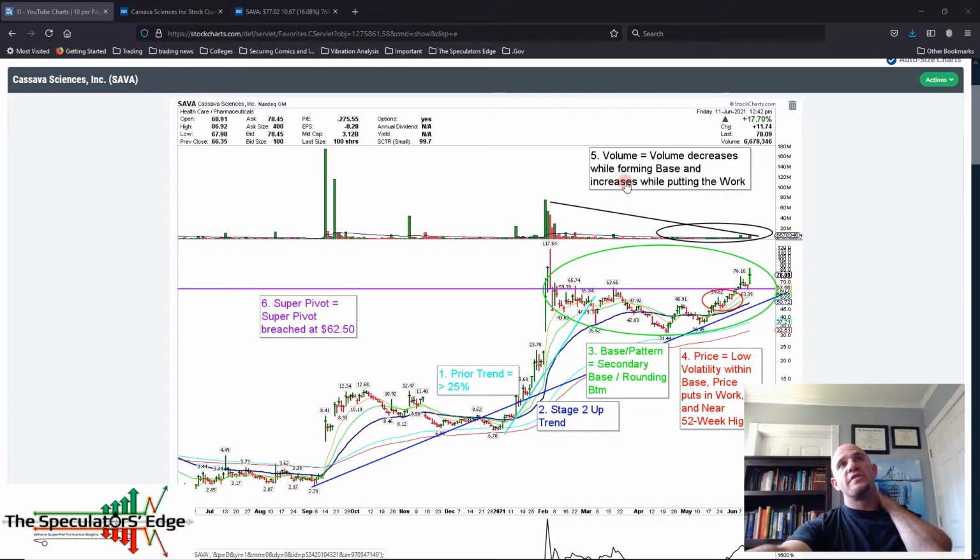Now what we do have is an increase in volume while the price puts in work. So we have heavy demand here and heavy demand here today. Our super pivot is going to be at 62.50, which was breached today, and it was breached a few days ago as well on good demand, but it pulled back a little bit, and it is breaking out again today. What we want to see is it hold that $62.50 level before buying.